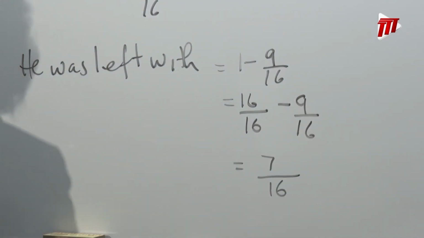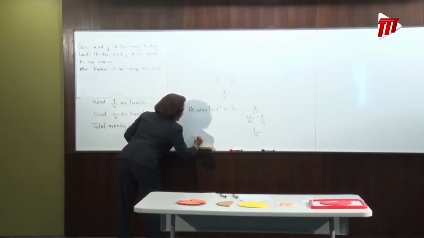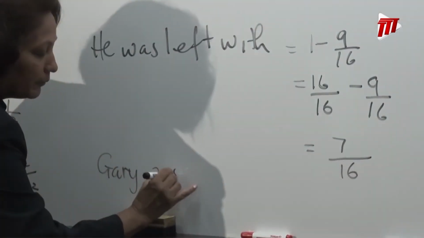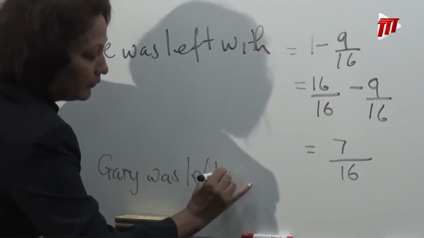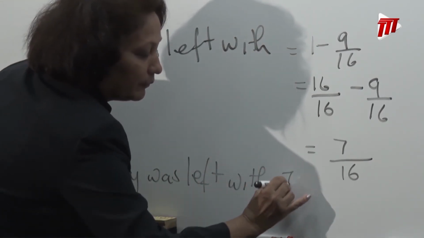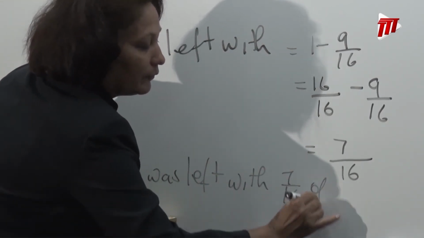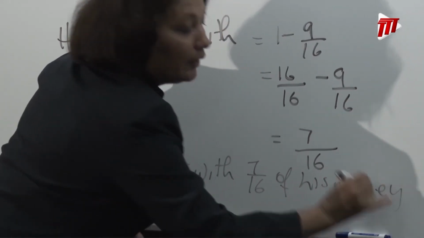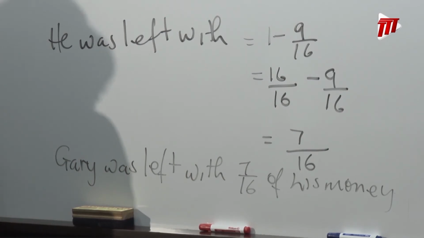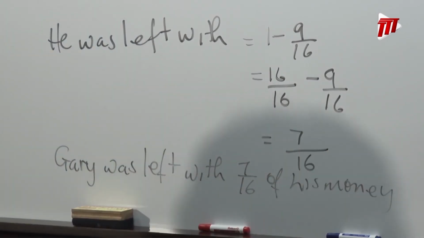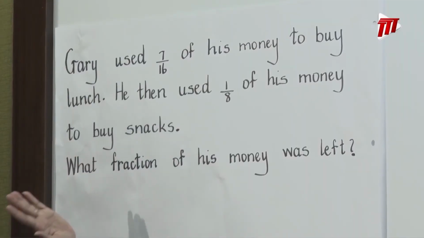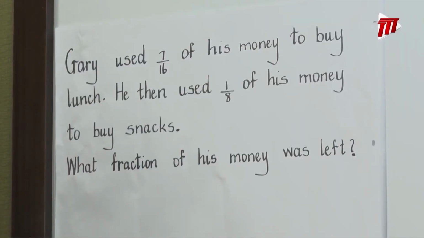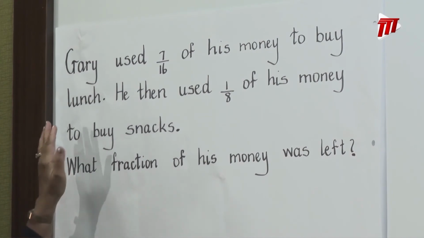So Gary was left with 7/16 of his money. All right? So that is one way we can work the question. We are going to use a second method to solve the same question. So I will read back the question so you understand what we are doing.